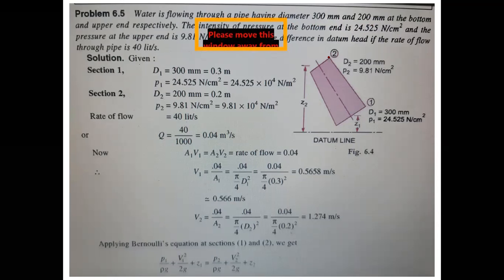So the upper diameter is 200, the lower diameter is 300, and the intensity of pressure at the bottom end is 24.525. Pressure at the P2 section is 9.81, right? Now determine the difference in the datum line. So what should we assume? Z1 and Z2, right? In such problems you can solve for any type of parameter: P can be found, Z can be found, V can be found, right?